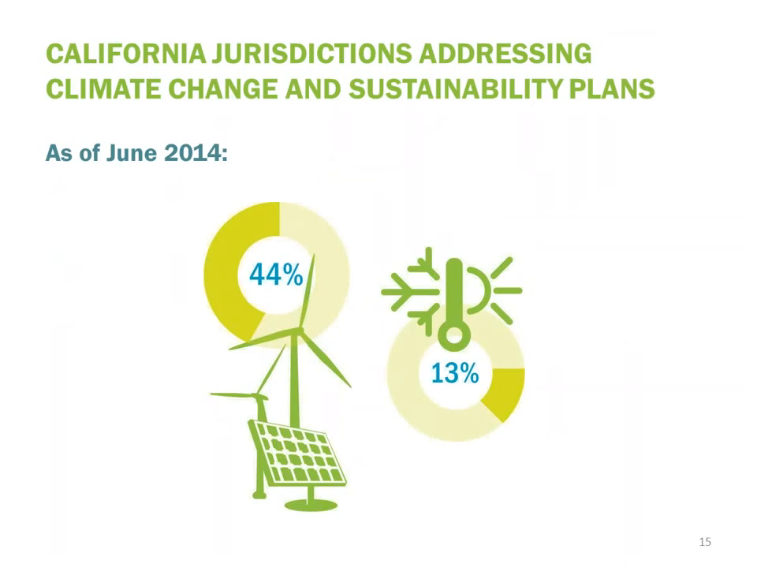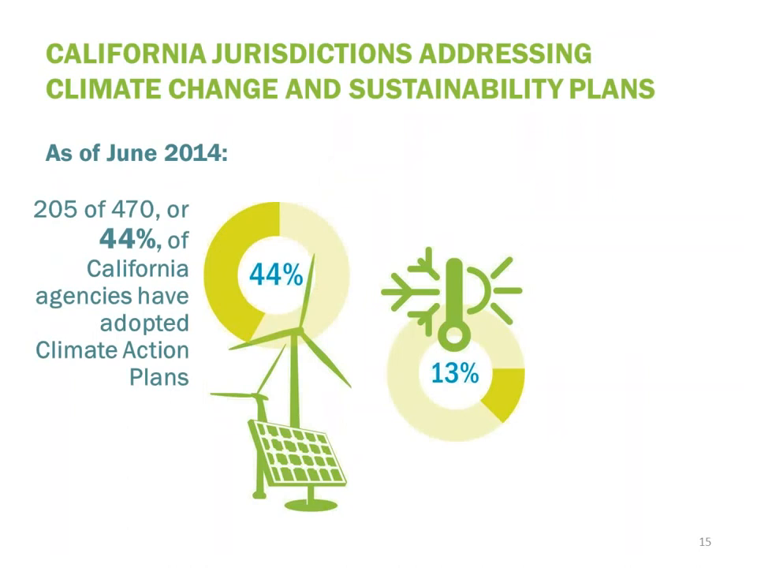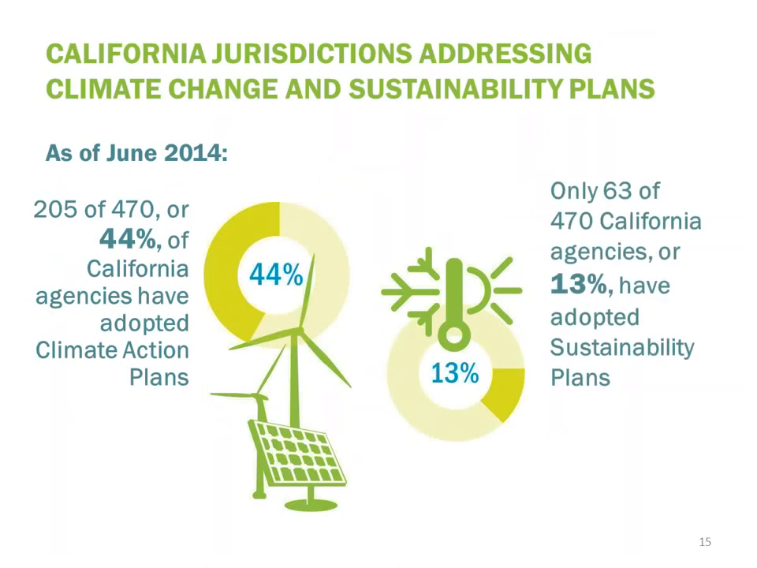Now, according to the State of California Office of Planning and Research, as of June 2014, out of the 470 agencies, and this includes cities, counties, towns, 205 agencies, or 44%, have adopted climate action plans. It's a little concerning. Out of those 470 agencies, only 63 agencies, or 13%, have adopted sustainability plans.